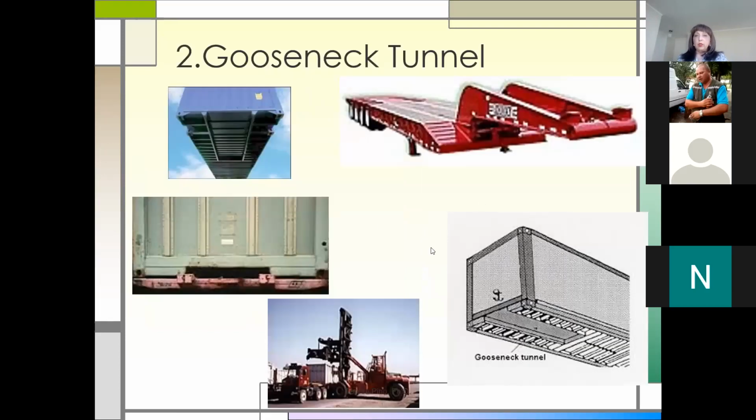The gooseneck tunnel is the cavity that exists in the high cube container, and it is used when the container is placed on the truck. If you can see the wheel on the truck. Why is that? Because of the stability of the container on the road, not on the vessel, but on the road.